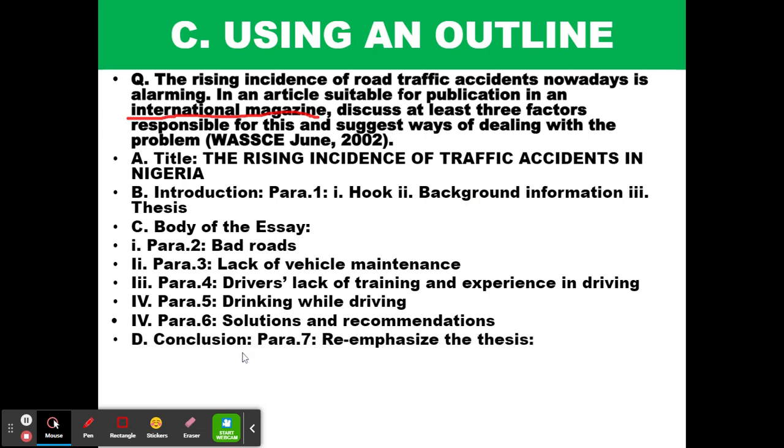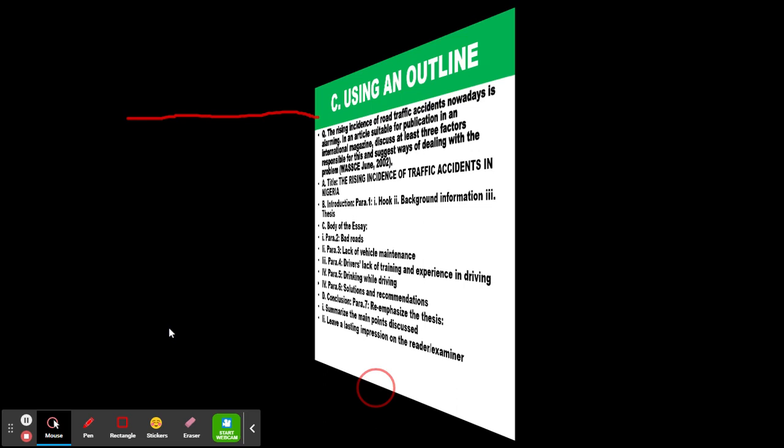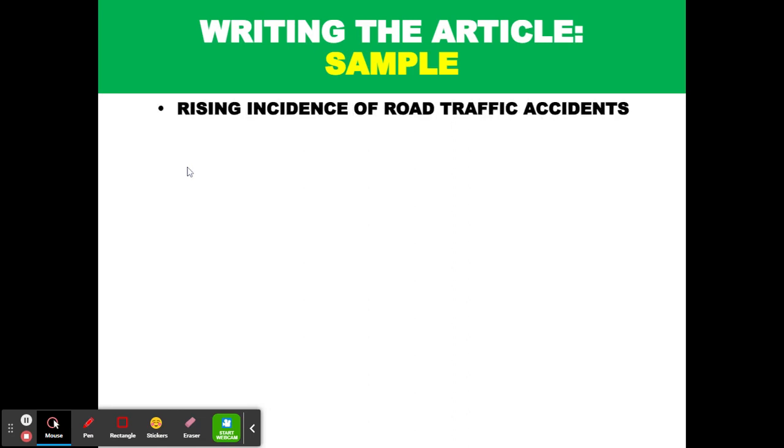All right. And then the conclusion will be in paragraph 7, where you re-emphasize the thesis, summarize the main points discussed, and leave a lasting impression on the reader or examiner, which the reader in this case is the examiner. Okay. So let's now move on to writing the article proper. And well, I'm going to show you a sample article that is written in answer to the question we saw.